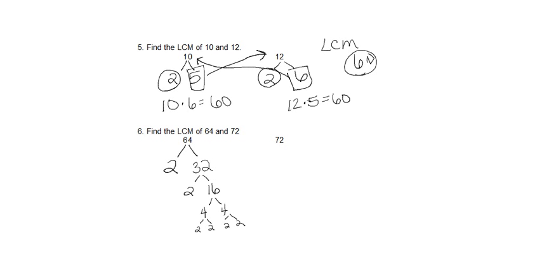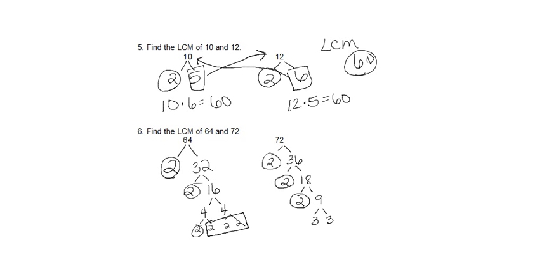If we look at the 72, we're going to get 2 and 36. From the 36, we're going to get 2 and 18. From the 18, we get 2 and 9. 9 breaks down into 3 and 3. So let's look at what we have in common here. So we have 1 2 on each side, another 2 on each side, another 2 on each side, and that looks like that is it. So we have 3 2's here, and the 2 3's on the other side.